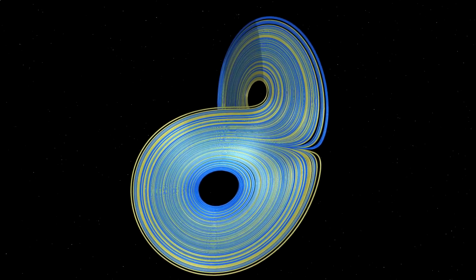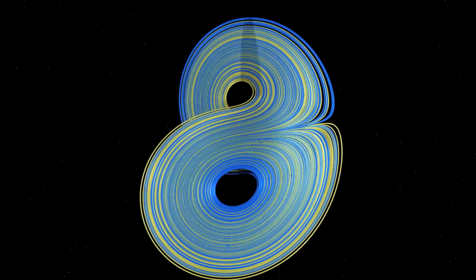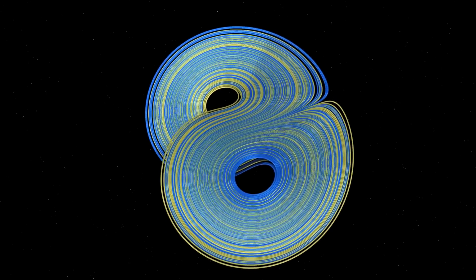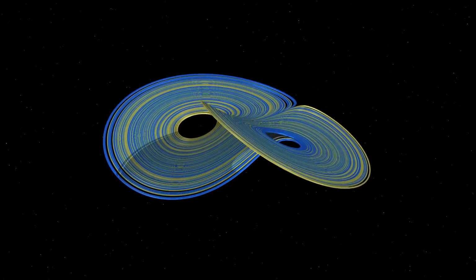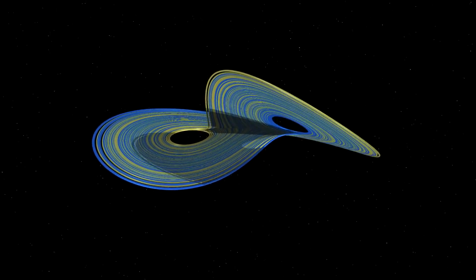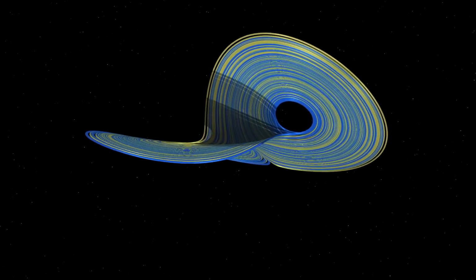This is what is referred to as the Lorenz attractor. A strange attractor. Here is a positive scientific phenomenon, one not as famous as the butterfly effect.